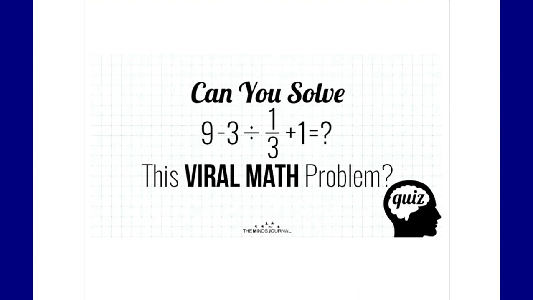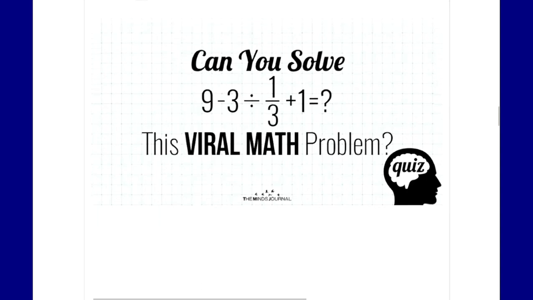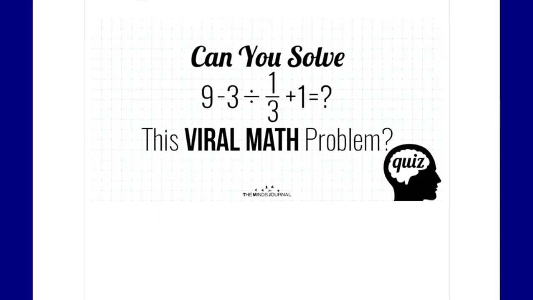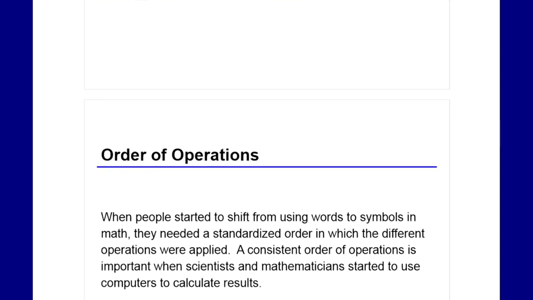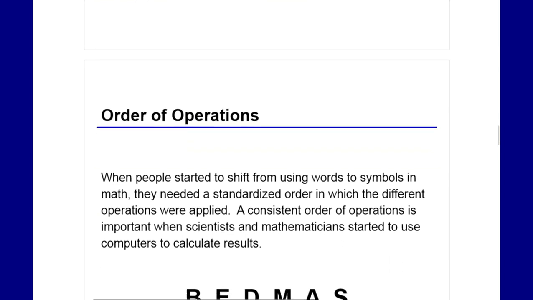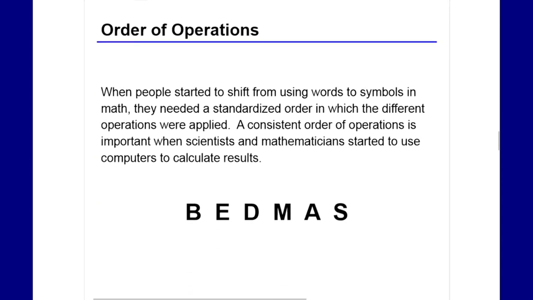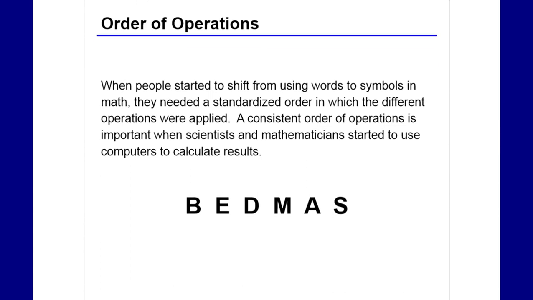Again, like I said, these pop up every now and then, with people trying to solve it and getting different answers. So for all of those questions, the reason people probably get different answers is because they're not using order of operations or they're using it improperly. When people started to shift from using words to symbols in math, they needed to standardize a way in which different operations were applied.